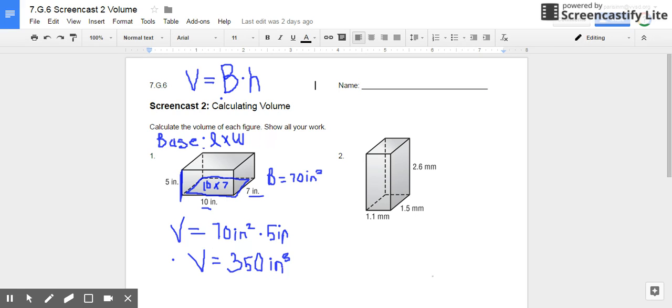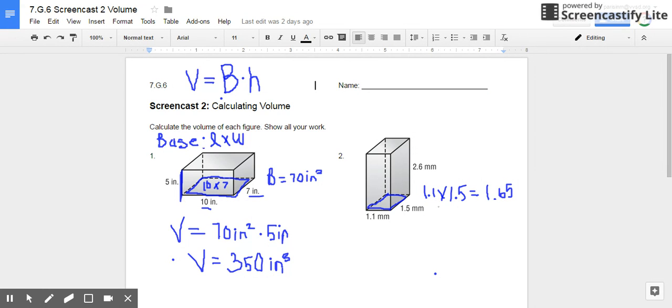Okay, next one. Again, we have another rectangular prism. I'm going to find the area of this base first. Over on the side, to find the area of the rectangle, we're going to do 1.1 times 1.5. 1.1 times 1.5, we get 1.65. And that will be millimeters squared. So please write your units down.